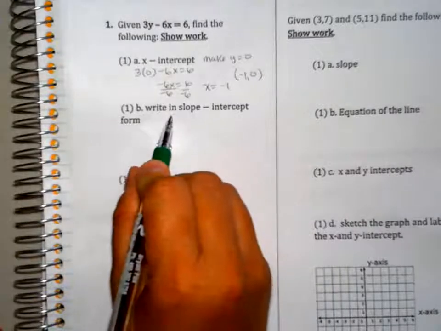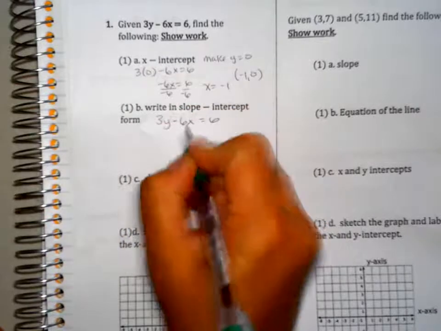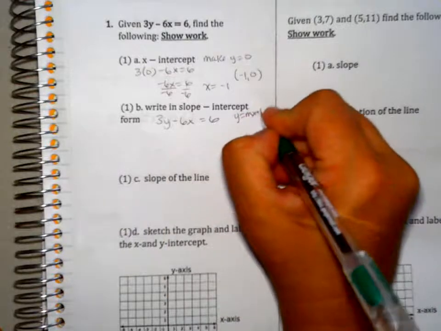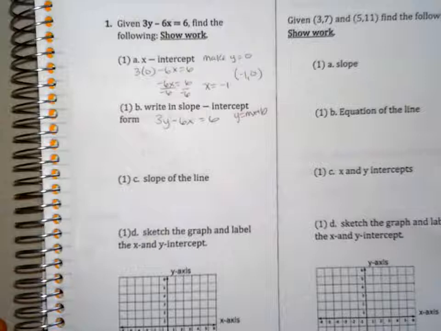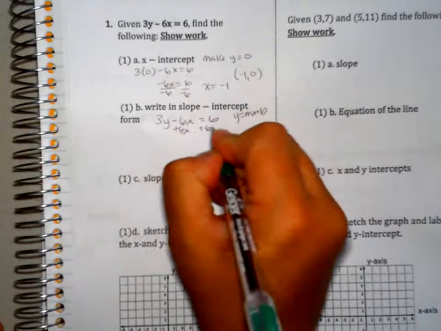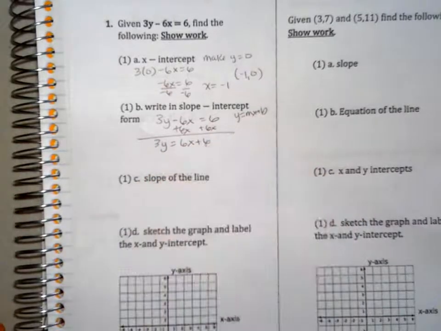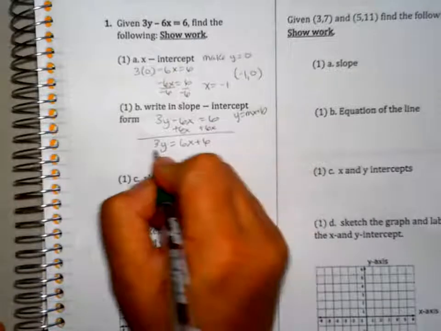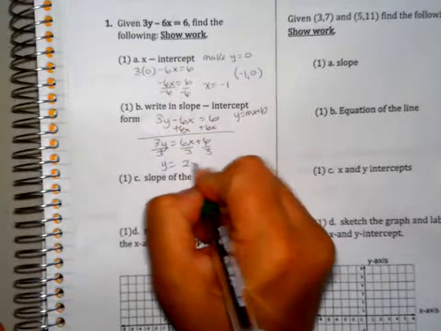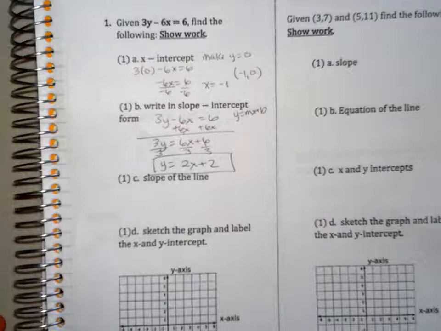Write it in slope-intercept form. Right now it's in standard. Well, it's kind of in standard. The x should be on the other side. But slope-intercept form, remember, is y equals mx plus b. So we're going to go ahead and write it that way. I'm going to move my x over here, so I'm going to add my 6x to both sides. And I get 3y is equal to 6x plus 6. I'm then going to divide out by 3 for everything. And then y is equal to 2x plus 2. And right there, I am in slope-intercept form.